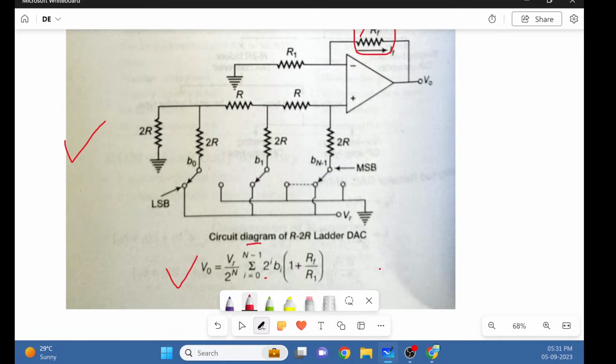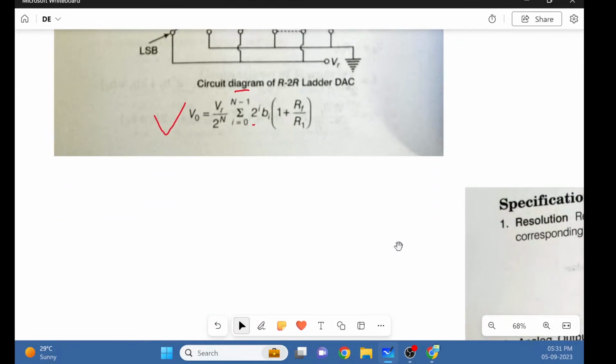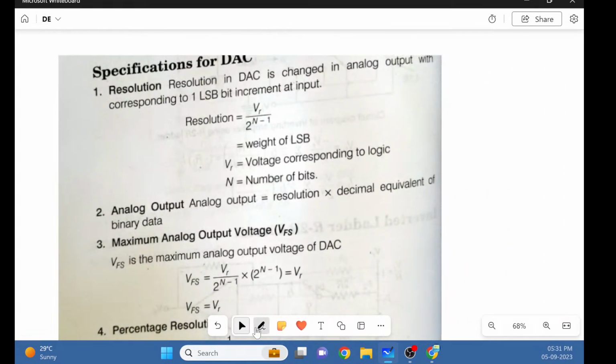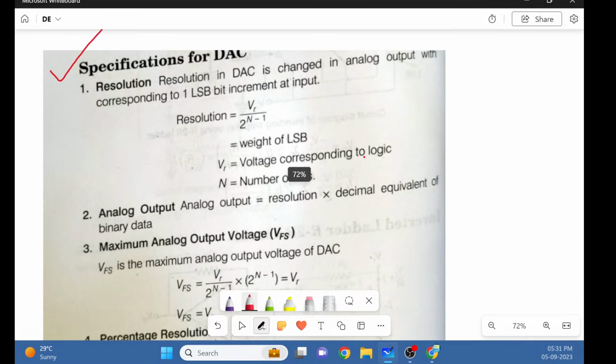So this is the output formula of an R-2R ladder DAC, very simple and easy to understand. These are the two important points that you need to understand. Now this is also very important from your exam point of view. You need to know the different specifications of DAC. Many previous year questions have already been asked where the direct formula has been used, and using this direct formula you can get to the answer.